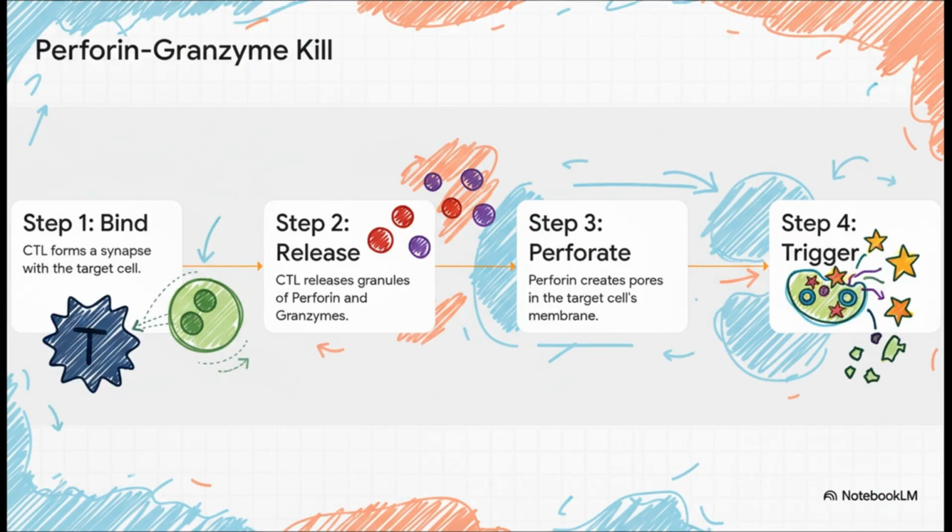So, how does it do it? The CTL has two main weapons. The first is the perforin granzyme pathway. The CTL latches onto its target and releases a payload from its granules. The first protein, perforin, acts like a molecular hole punch, poking holes in the target cell's outer membrane. This allows the second protein, granzyme, to sneak inside. Once in, granzyme flips the switch on a series of enzymes called caspases, which kicks off the cell's self-destruct program.